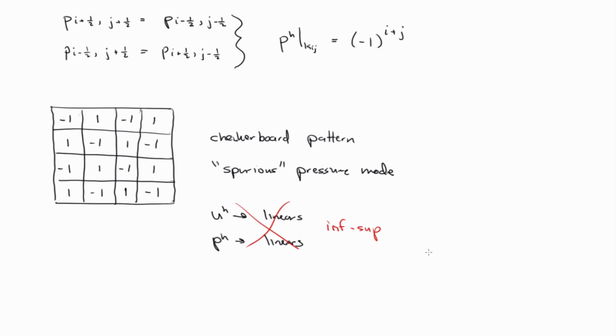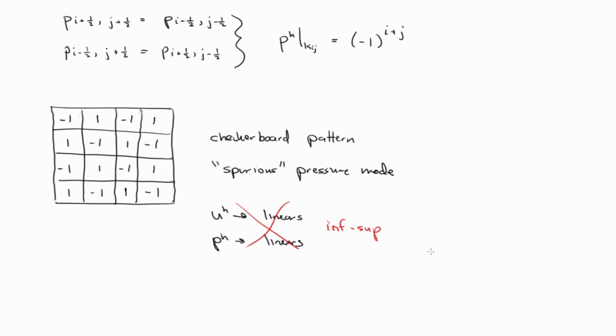Is bilinear for U and bilinear for P okay? If we use the bilinear shape function for P, it wouldn't pass the inf-sup. It's even more tedious than that, but you can prove that it's in violation of inf-sup.